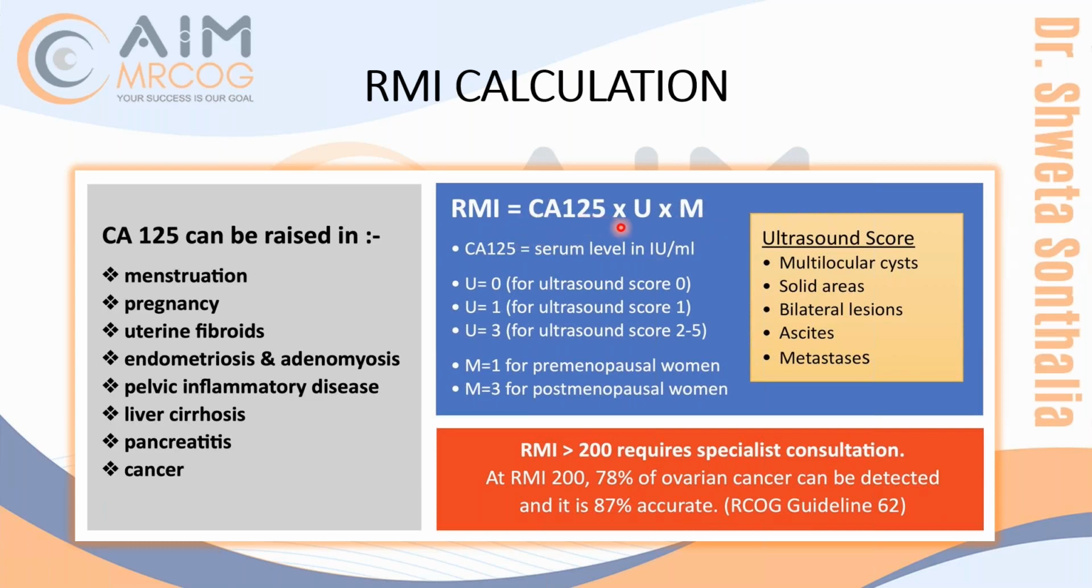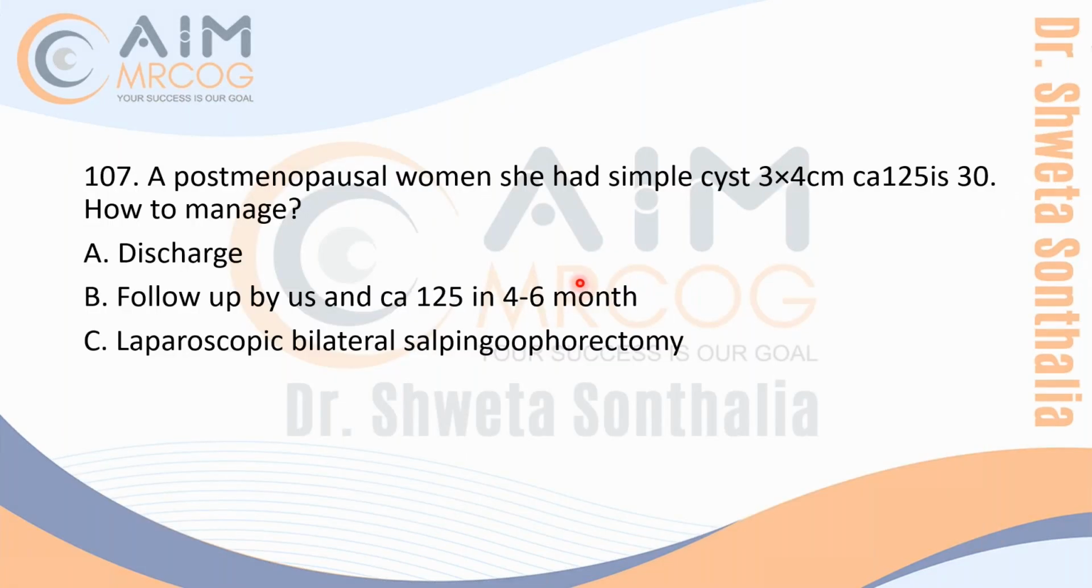So 90 into 0, because there is no ultrasound score here, so it will become 0. The RMI will be 0. In such a situation it is low risk because the RMI is 0. So how will you manage it? Whenever it is low risk, you're going to follow up by scan, and CA125, in 4 to 6 months. In postmenopausal women the usual follow-up will be 4 to 6 months.